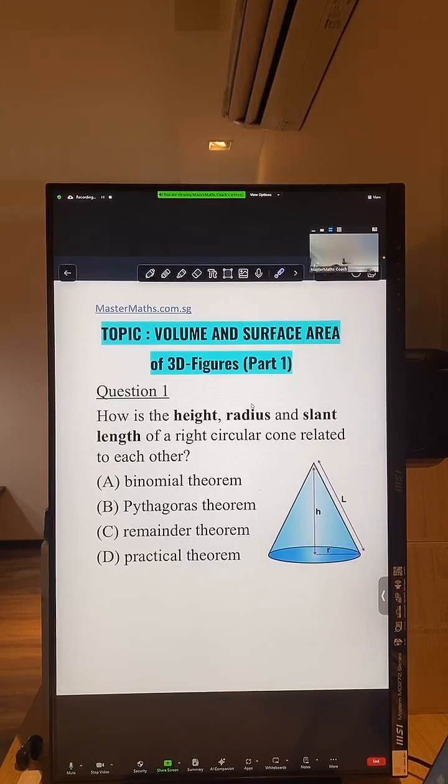Okay, if you want to be anal about the grammar, it should be one another and not each other lah. Okay, so is it A, binomial theorem? B, Pythagoras theorem? C, remainder theorem? Or D, practical theorem? So is it A, B, C or D?